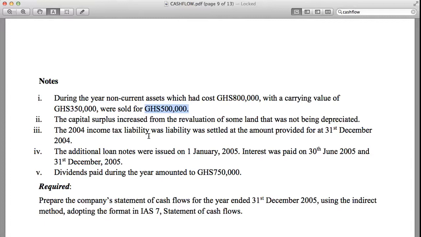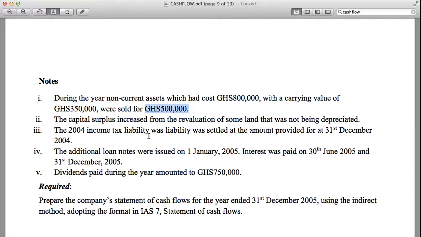Note 3 says that in 2004, income tax liability was settled at the amount provided for on 31st December 2004. Well, this note we don't need it. But why is it there? The calculation will confirm it. There's no figure there, so it's not that important.